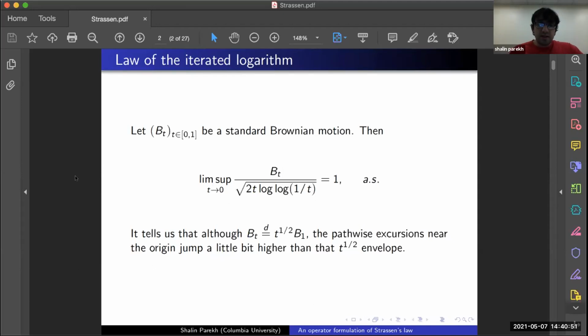It tells us that B_t has the same distribution as t to the 1/2 times B_1 for each fixed t. So in particular, if you take the L^p norm of B_t, it grows like t to the 1/2. So you expect some kind of t to the 1/2 envelope. And the law of the iterated logarithm tells you that the pathwise excursions above that envelope are a little bit higher, and it tells you the factor by which they're higher.